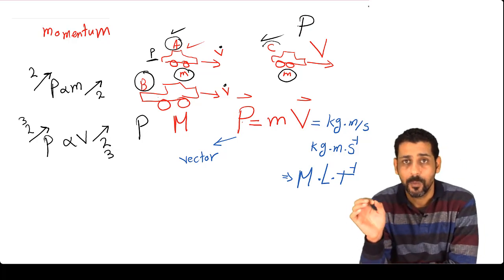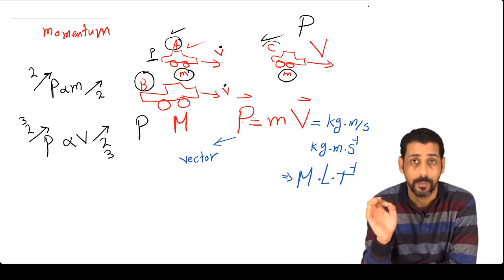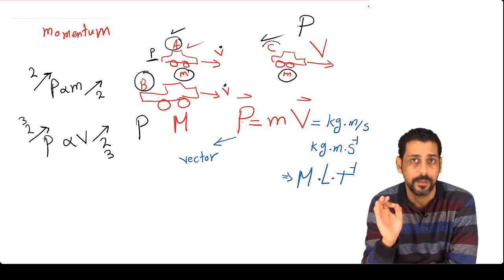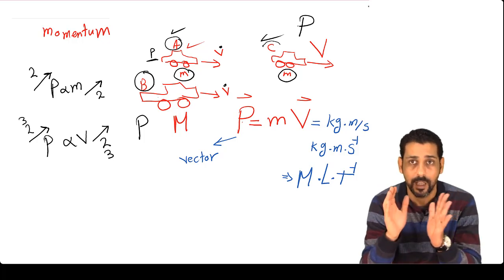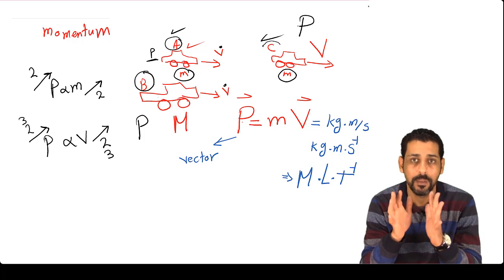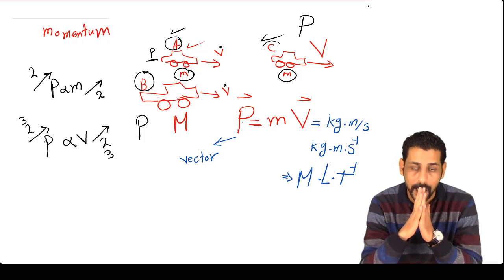Sorry. And this explains why, for example, if there is an elephant running, it's not easy to stop it. Why? Because the elephant has a huge mass and a low velocity, but this huge mass times the small velocity gives a huge momentum. So it's not easy to stop an elephant.